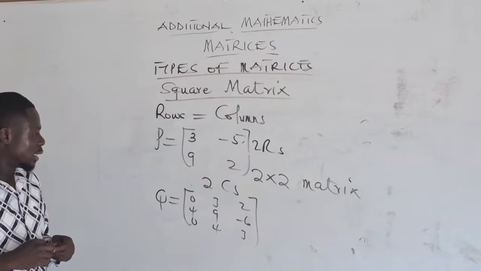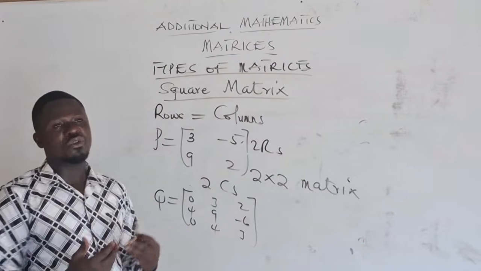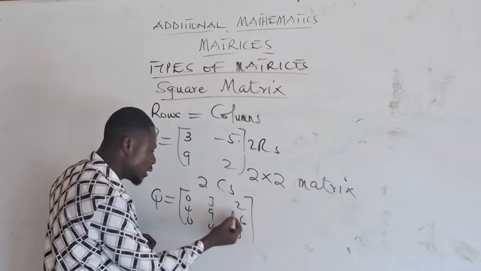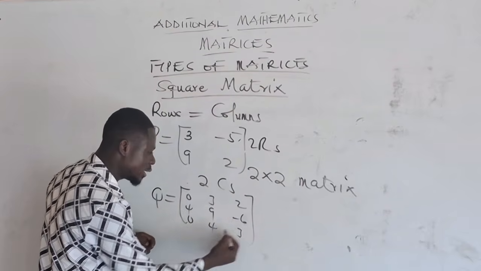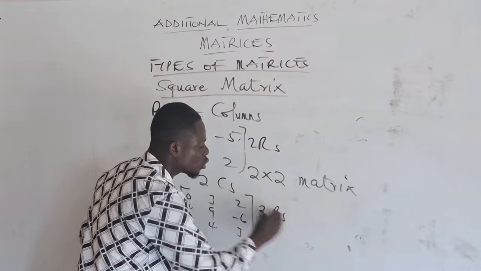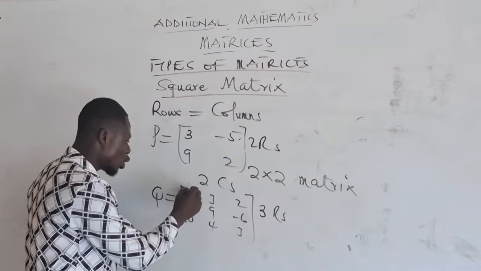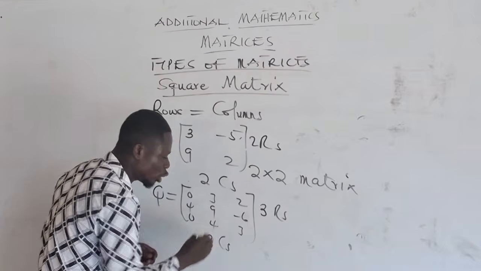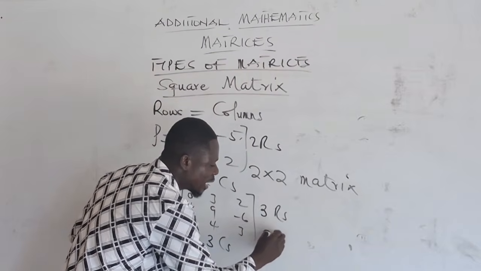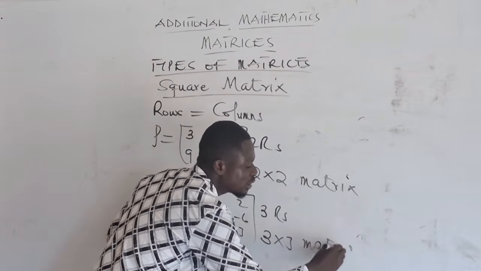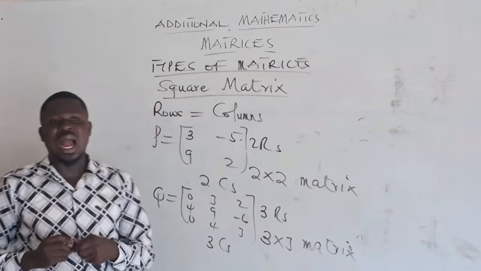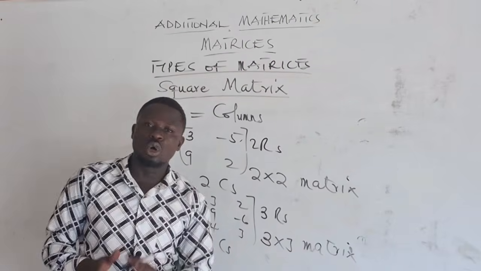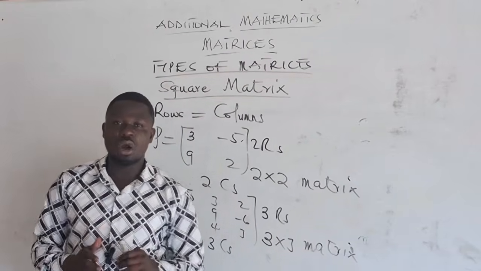So in this, we should know the number of rows and the number of columns first. So let's quickly look at it. We have row 1, row 2, row 3, so we have 3 rows. Let's check the columns: column 1, column 2, column 3. So we have 3 columns. So this will be a 3 by 3 matrix. And this one too is a square matrix. Why? Because the dimensions are the same. In other words, the number of rows is the same as the number of columns.